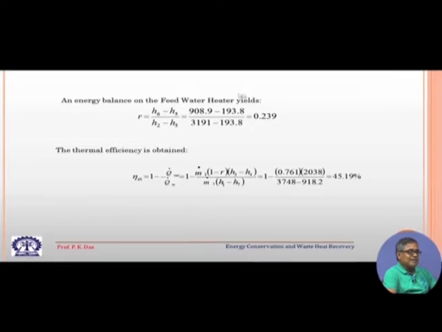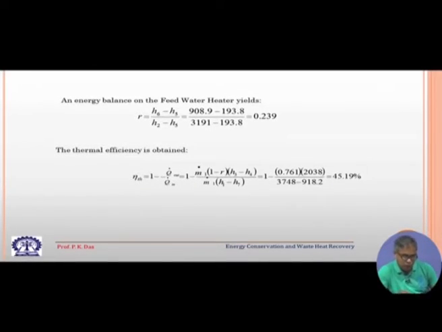Next calculation: from the energy balance, as I have explained earlier, we can get R, which is the ratio of these two mass flow rates, equal to 0.239. That means if we know the total mass flow rate, multiplied by this quantity it will give us how much steam we are extracting. And then we can find out the thermal efficiency, which can be calculated by a different method.